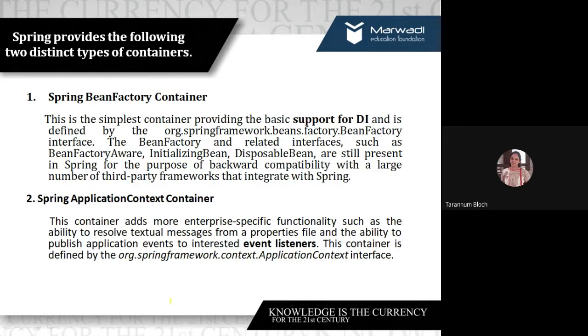We have remoting. One component may be in one server, another component may be in another server, and we are trying to communicate all of them together. Fine. Very simple example: when we used the Bewakoof.com example in the last chapter, JSP, what we did is I logged in through Google API, right? So the application context container does what? It resolves textual messages from the properties file, and it gives you the ability to publish application events to interested event listeners.